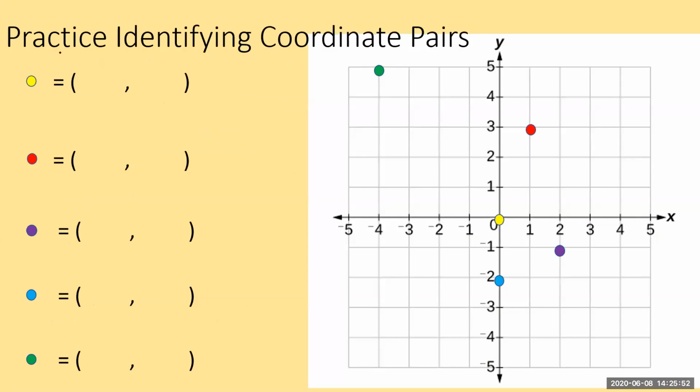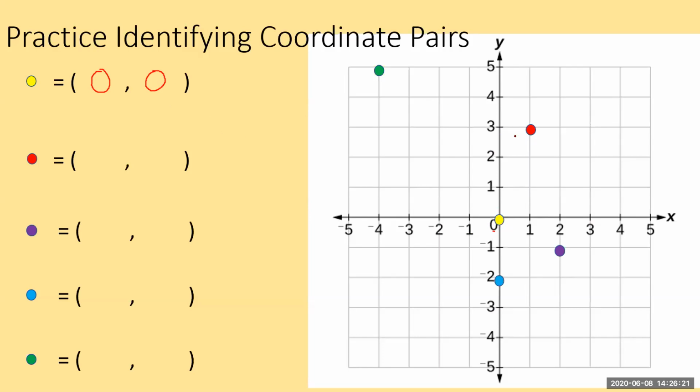Okay, so we're gonna start with the yellow point right in the middle here. This yellow point is actually sitting at the origin, at the center of our two axes. Because it's right at the origin, that means it's at 0 on the x-axis and also at 0 on the y-axis. So the coordinates of this point are (0, 0).